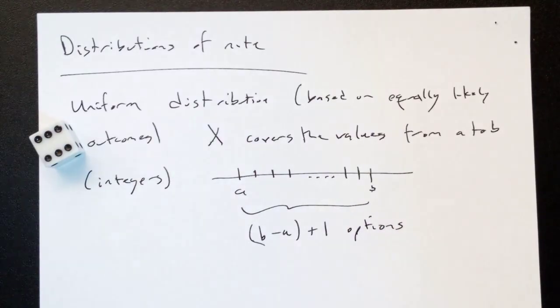Now, equally likely means that the probability of any one of these events is the same. I have 6 options on my die. Chance of any one of them coming up is 1 out of 6. If I have B minus A plus 1 options, then the probability is 1 out of that many. Pulling numbers out of a bingo call, right? Pulling lottery numbers out of a bin. There are 70 numbers in here from 1 to 70. Chance is 1 over 70.